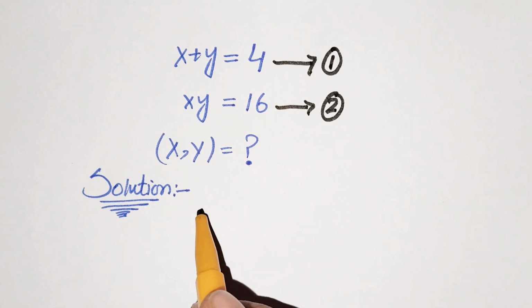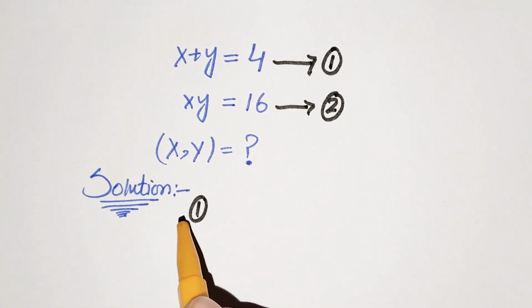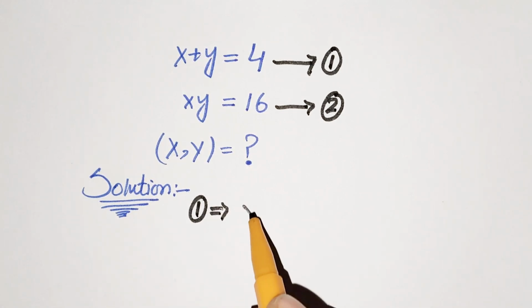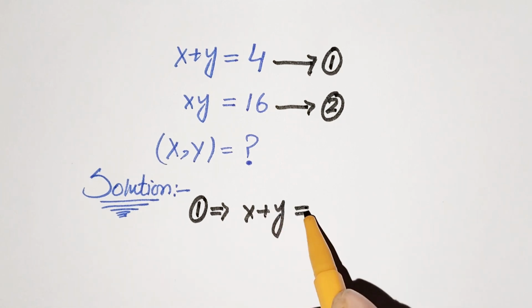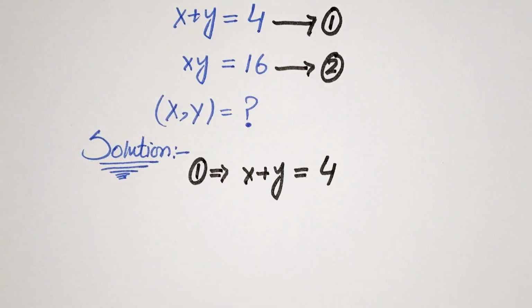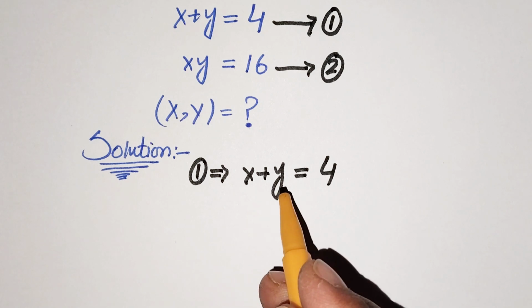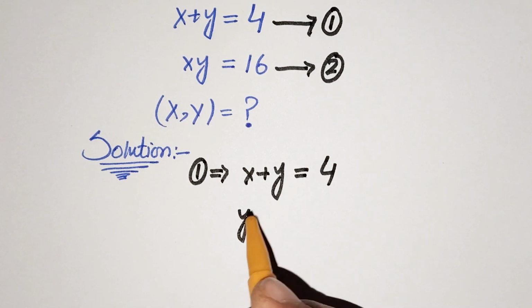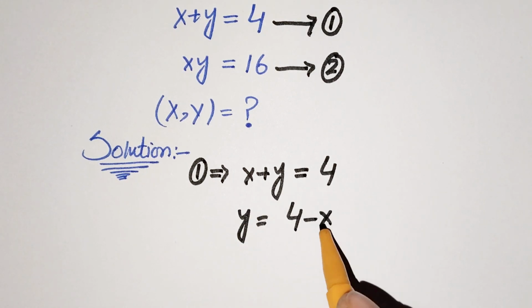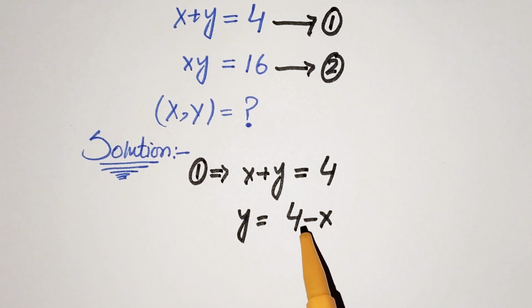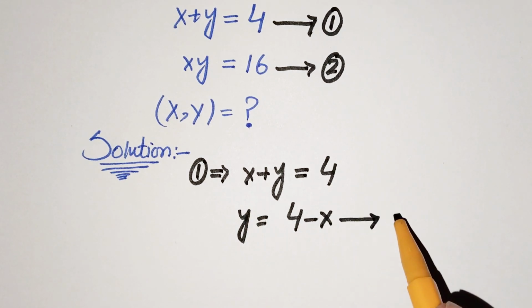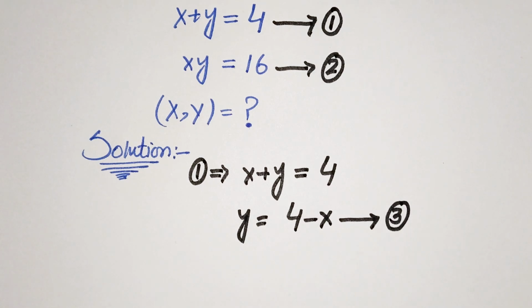Now we can write here our equation 1, that is x plus y is equal to 4. So now we write that y is equal to 4 minus x, just by shifting this x. So it is our equation 3.